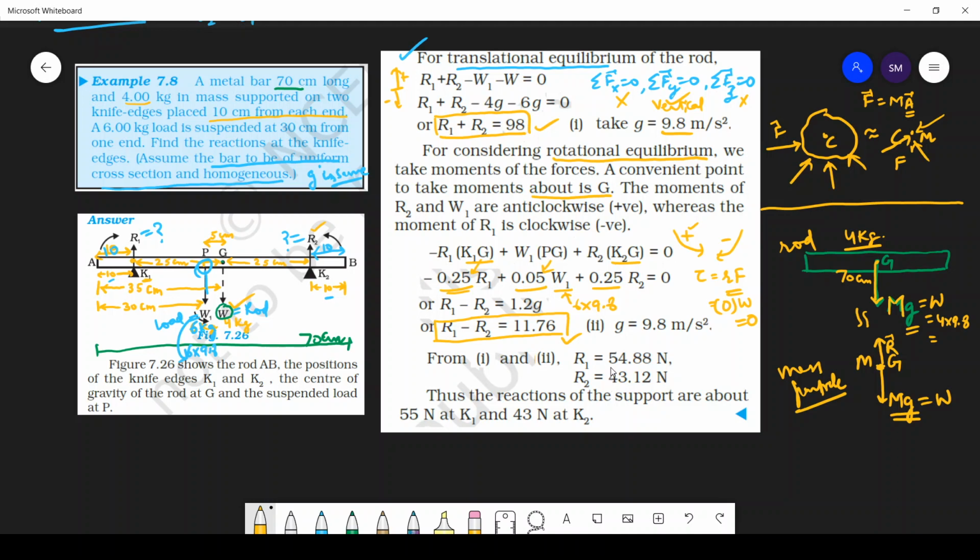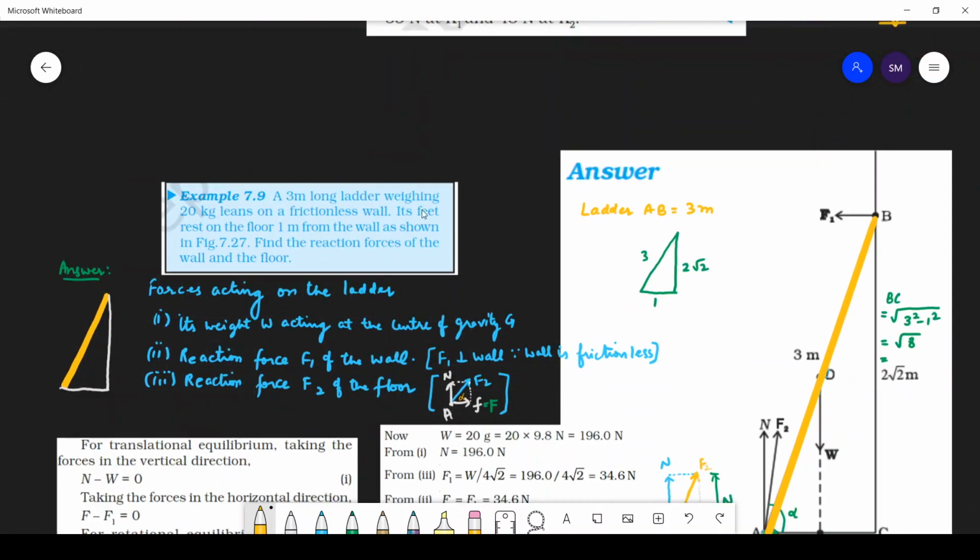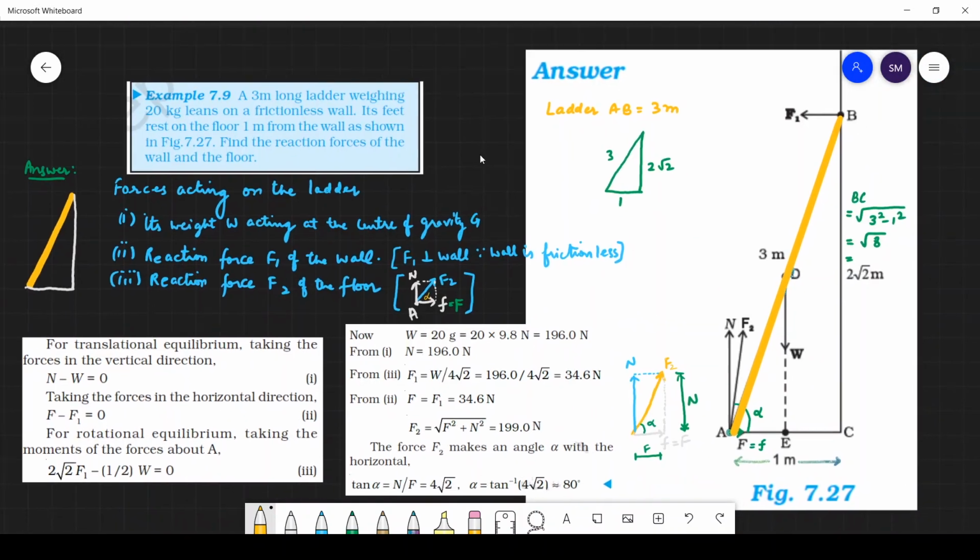So this was example 7.8, and you can try example 7.9 also. That's also simple.